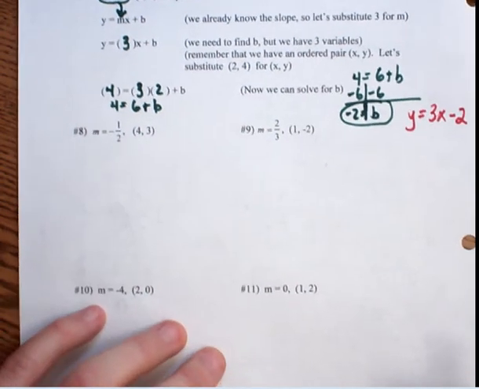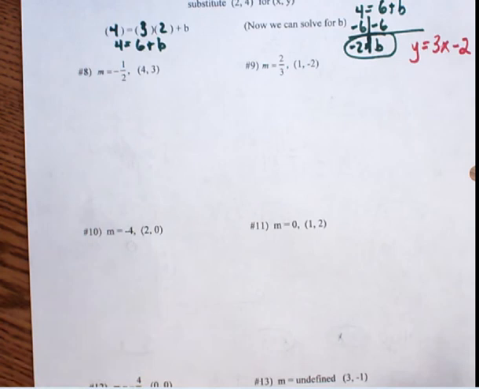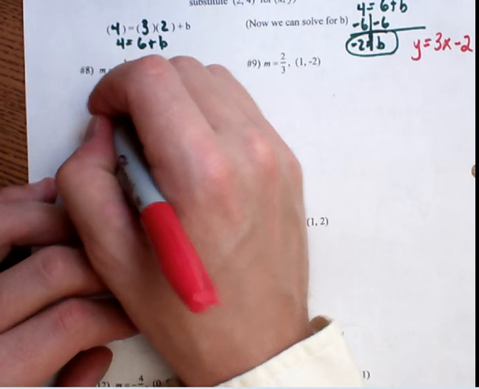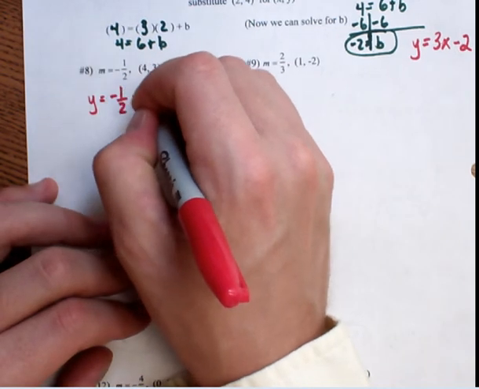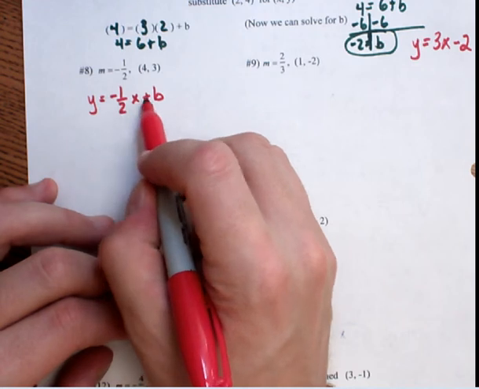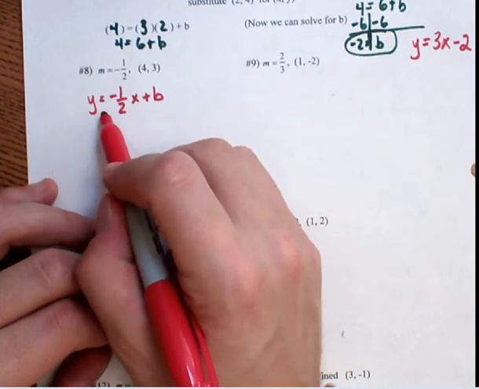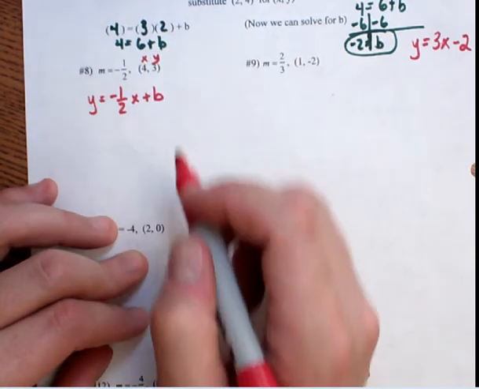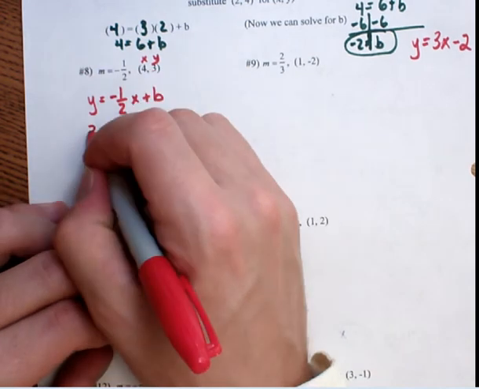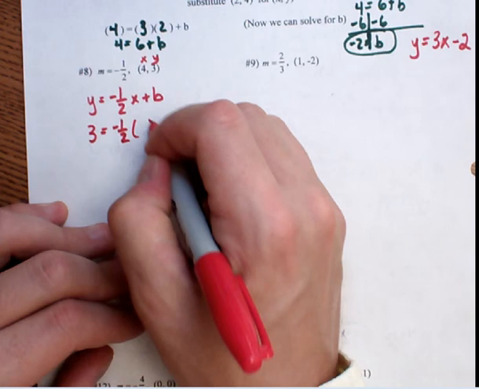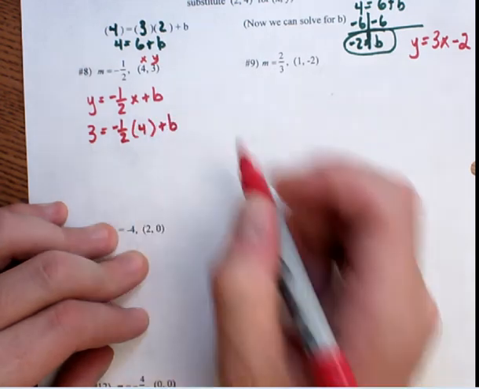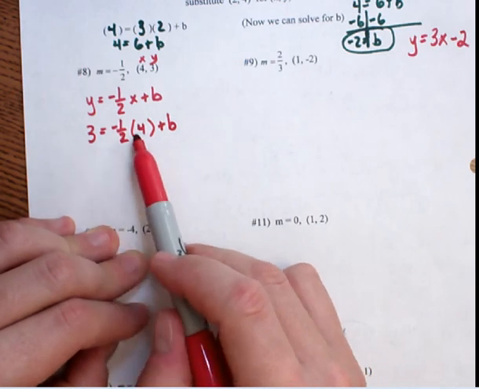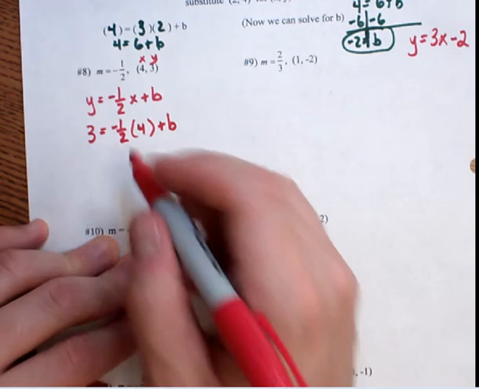Okay, now let's take a look at number 8 here. We're going to do the same process. They give us the slope, negative 1 over 2. So let's write this, y equals negative 1/2 times x plus b. Y equals m times x plus b. Now we need a value for x and y to substitute. Well, they give us a point. X is 4, y is 3. So let's substitute 3 for the y. And then the x is 4 plus b. So whatever the b is, it has to make this true, because the 4 comma 3 is a point on that line. So now we're going to solve this.